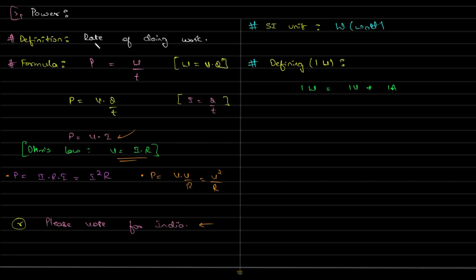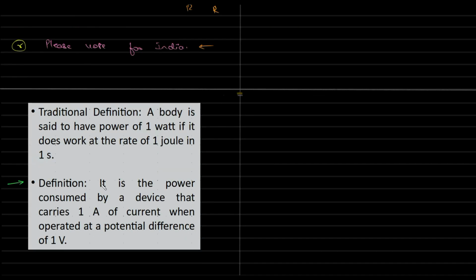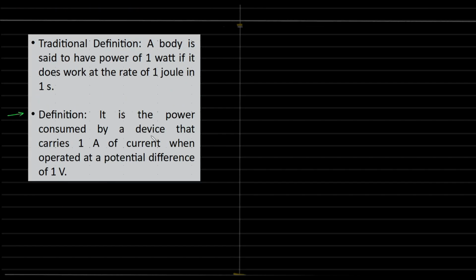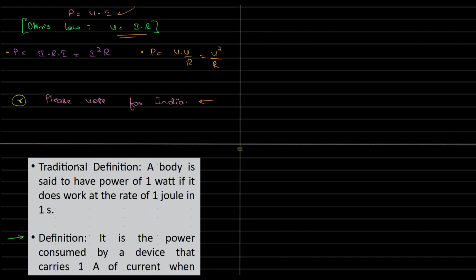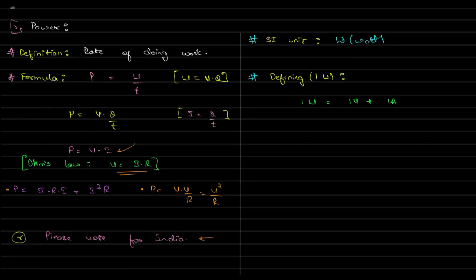Okay. So power is the rate of doing work. And we end up with P is equal to V into I. SI unit of power continues to be watt. And we need to define 1 watt. So 1 watt is equal to 1 volt into 1 ampere. But yes, putting it in terms of a sentence, it is the power consumed by a device that carries 1 ampere of current when operating at a potential difference of 1 volt. Quite simple. Okay, so please pause and you need to copy all of it. Other than this, not required.